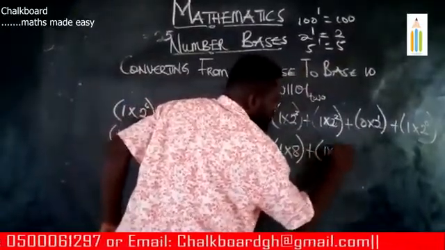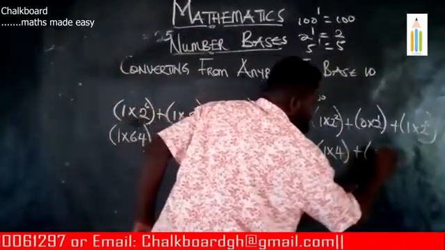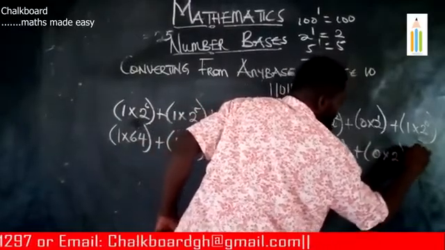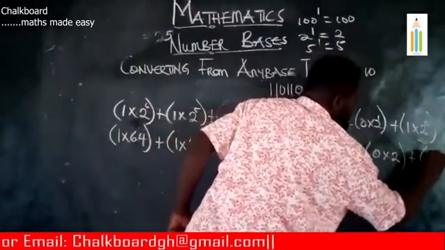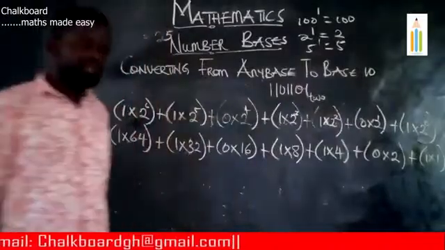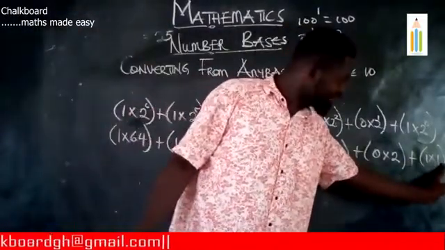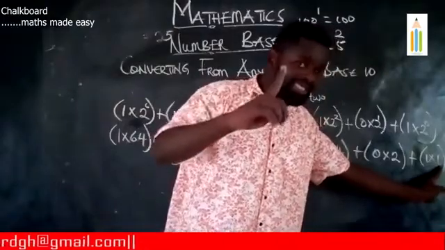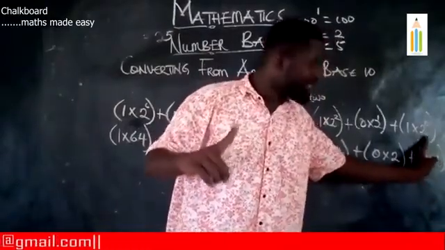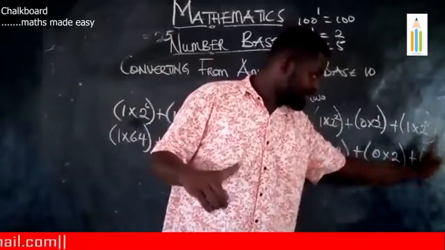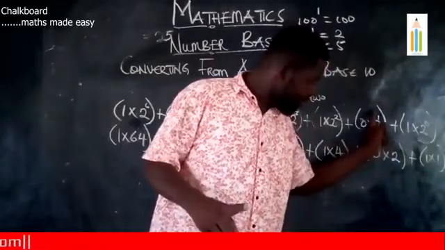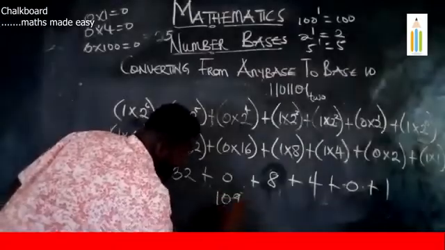So 1 times 4 plus 0 times 2, plus 1 times 1. Are we good? So we simplified to the last one. And the last one, we had 1, because we have already said that any number raised to the power 0 is 1. And any number raised to the power 1 is the number itself. And that's giving us 109.